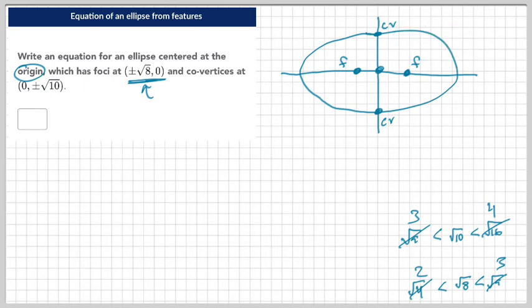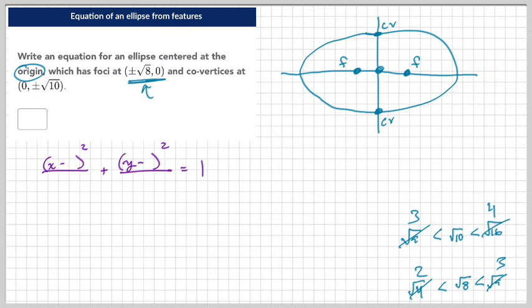Okay, so it wants us to write an equation. So I drew a picture just to help with visual. Now we have our template. Our template looks like this, plus, and we'll put minuses right here, and then this equals 1. That's our template for an ellipse.